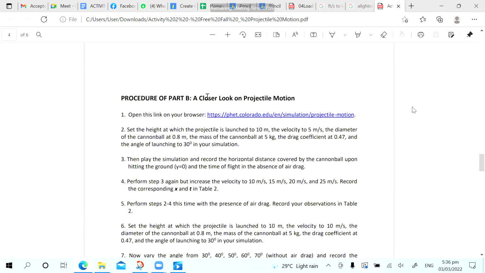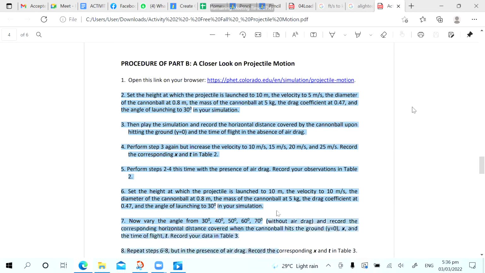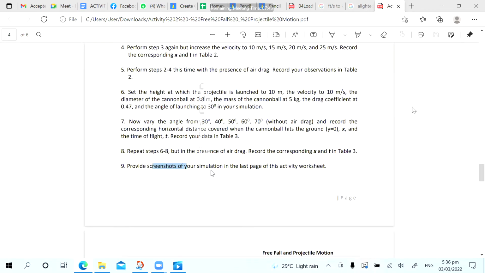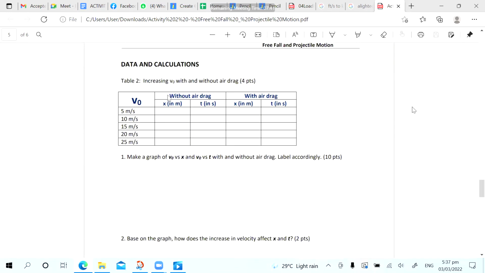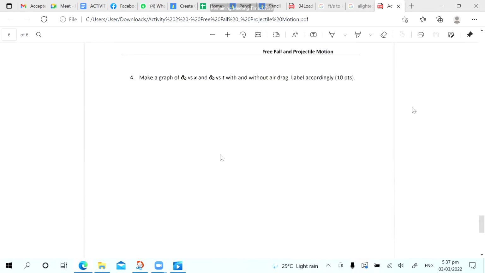Naa sa procedure part B katong naa ay simulation. Okay? Naa dinhi ang instruction unsay gusto ipabuhat sa inyo sa simulation. Just follow this one and then don't forget the screenshots. And this one, i-record ninyo ang mga ma-observe ninyo sa simulation. Make a graph. Just follow the instruction here.